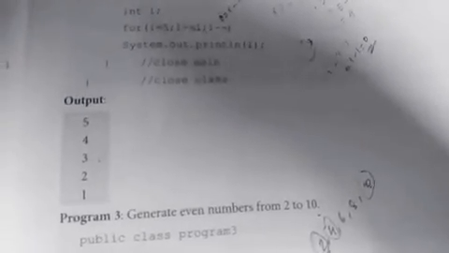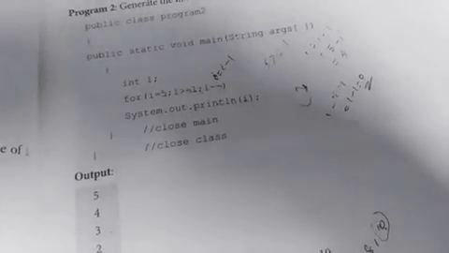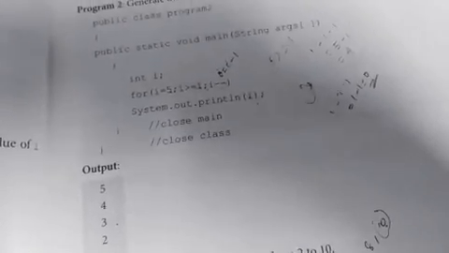So this is the output of this program. 5 to 1 will be printed. So this is one stage. In the previous section we discussed incrementation. Here we discussed the decrementation stage.